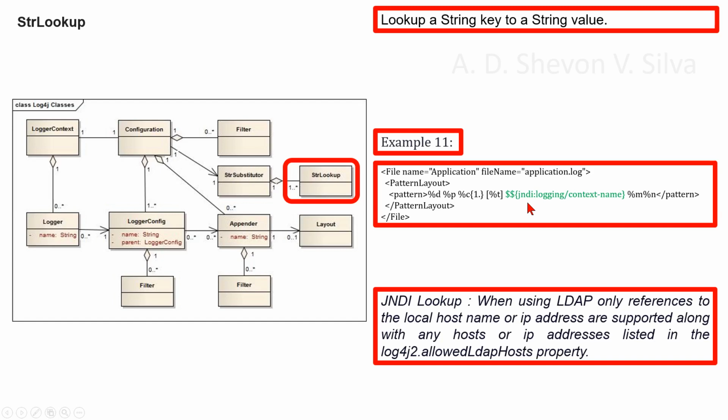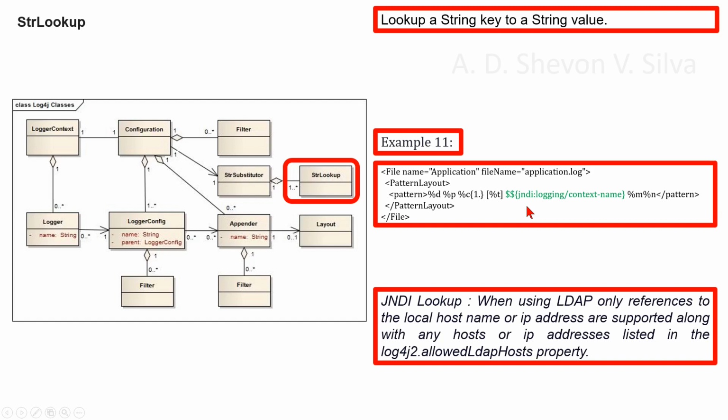The JNDI lookup allows variables to be retrieved via JNDI. By default, the key will be prefixed with java:comp/env/. However, if the key contains a colon, no prefix will be added. By default, JNDI lookup only supports Java, LDAP and LDAPS protocols or no protocol. Additional protocols may be supported by specifying them in the log4j2.allowedJndiProtocols property.